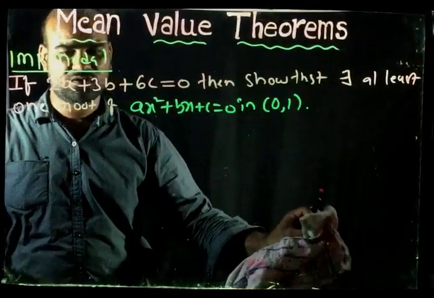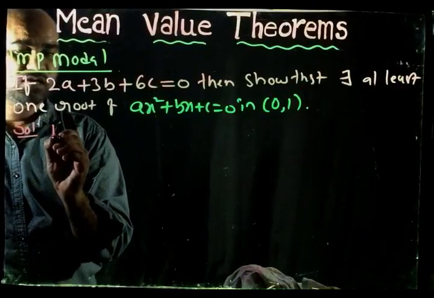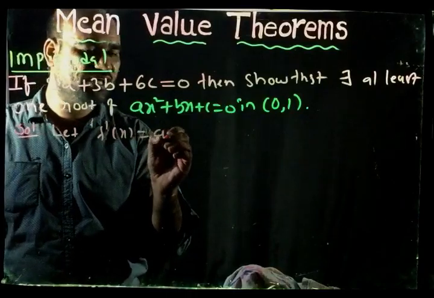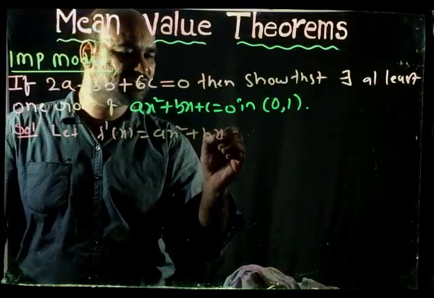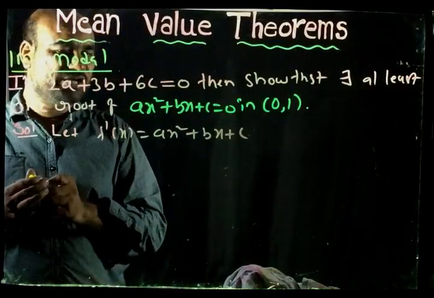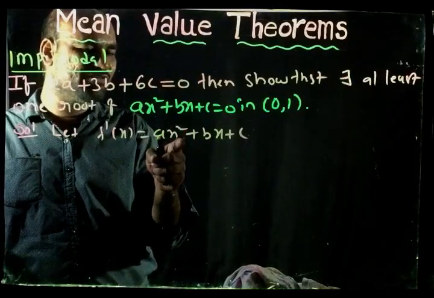Okay. Step 1. Let f'(x) equal ax² plus bx plus c. f'(x) is given. How to find f(x)? That is an integration of this one only.